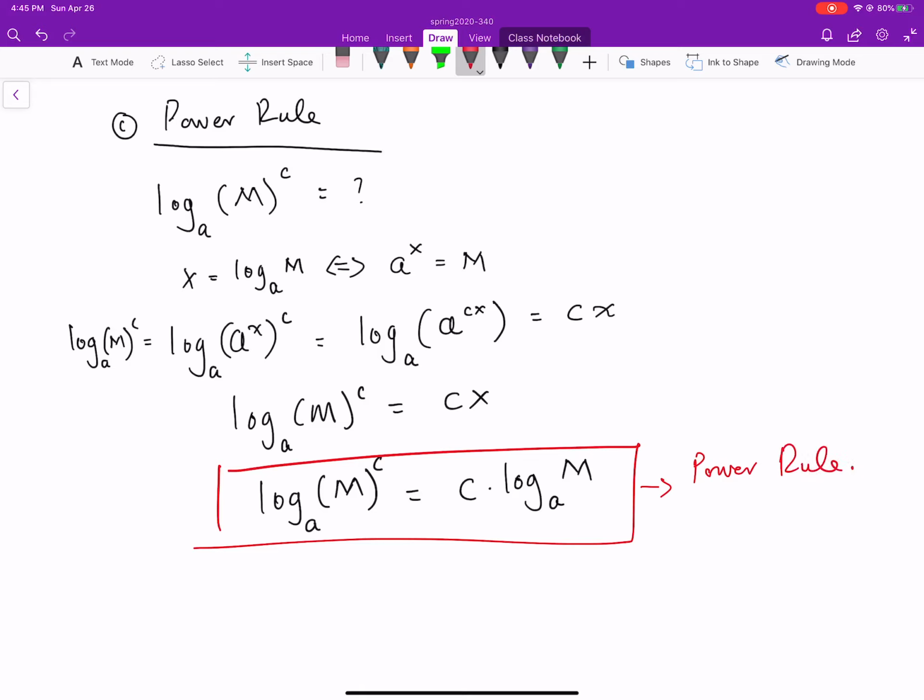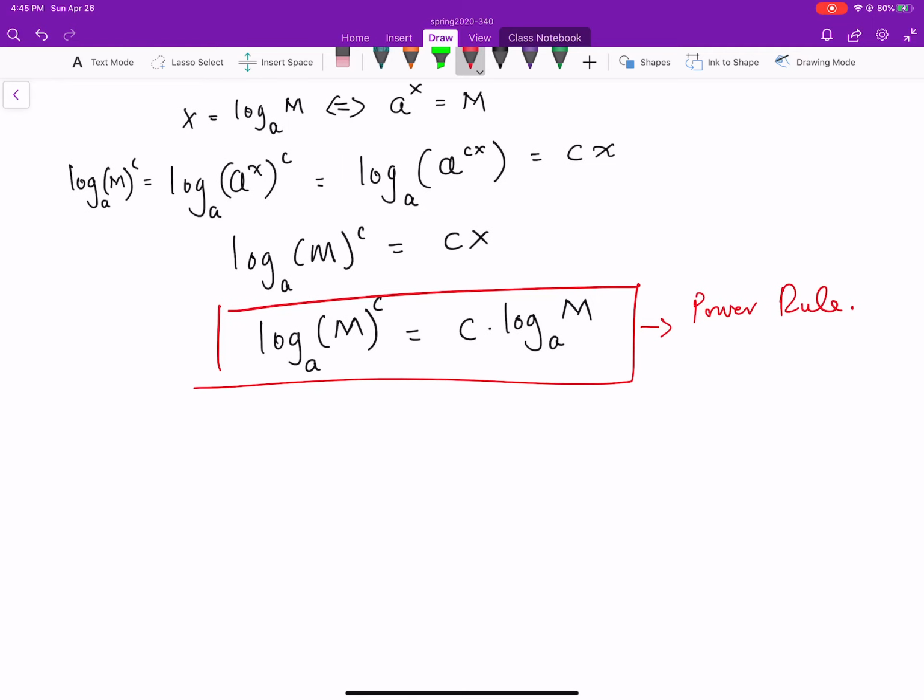All right, so these 3 laws plus the properties together give us enough tools or skill set to help us manipulate so many different things. And in the next video, we'll look at those examples so that you get comfortable working with these laws and properties. All right, the last thing I want to talk about is something called a change of base.